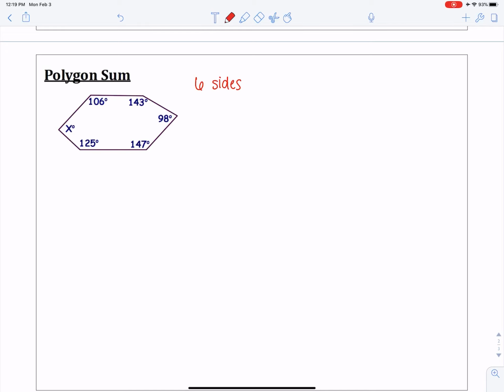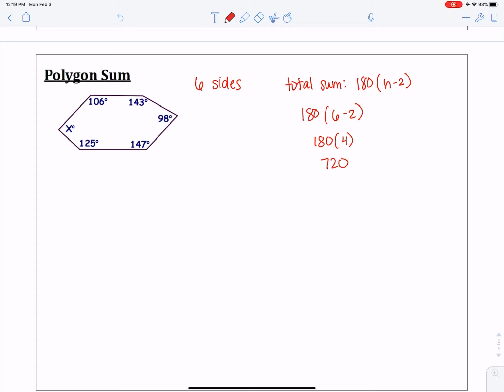And so I'm going to go ahead and find the sum first. So to find the total sum, that's 180 times n minus 2. So 180 times 6 minus 2. 6 minus 2 is 4. And 180 times 4 is 720. So all of these angles in here are going to add together and equal 720.